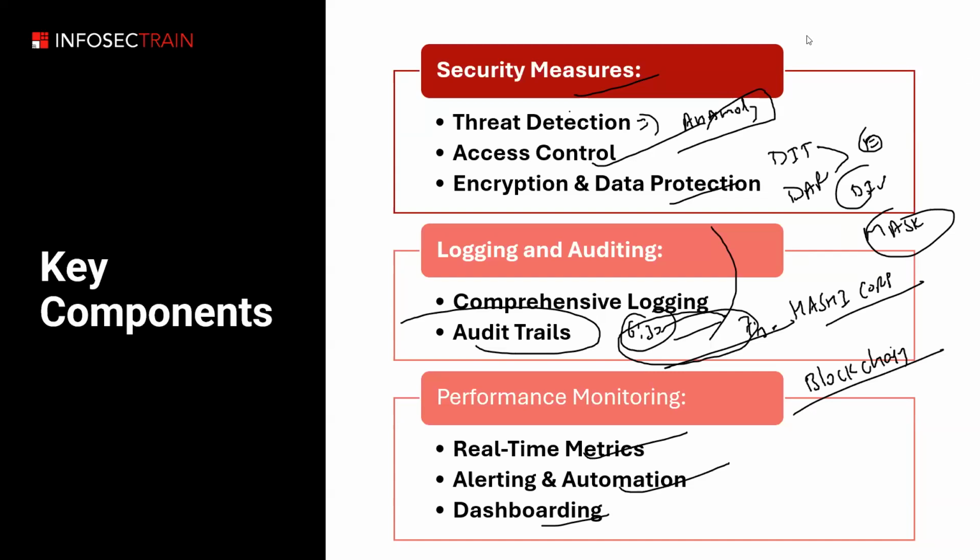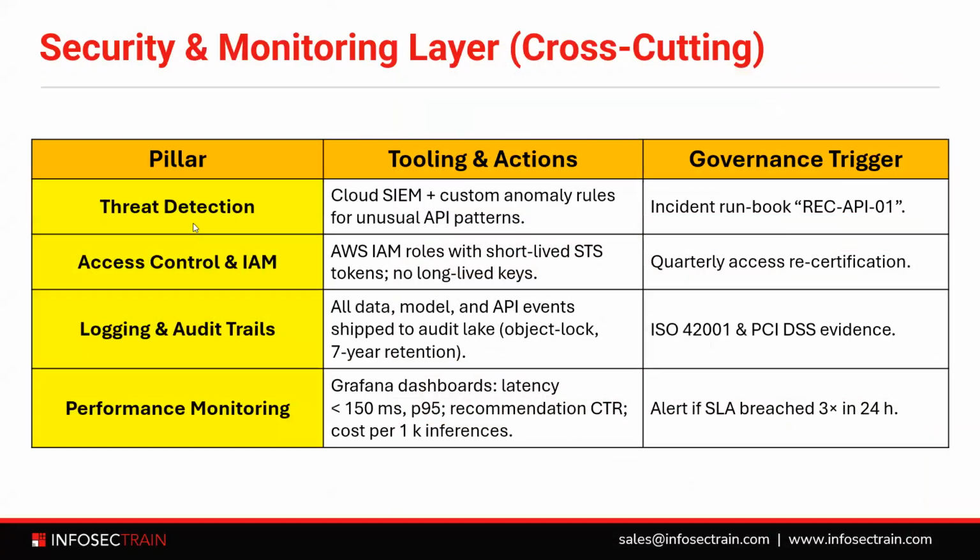So there is one dedicated governance control I have discussed here. You can see for threat detection, we can use Cloud SIEM with custom anomaly rules. For access control, we can use IAMs and all that. For the logging activities, we are using API events and everything. And another important element we are using here is Grafana dashboards. So these are things which are part of the functions. Team clear? So this is basically part of the functions. It's just high level.